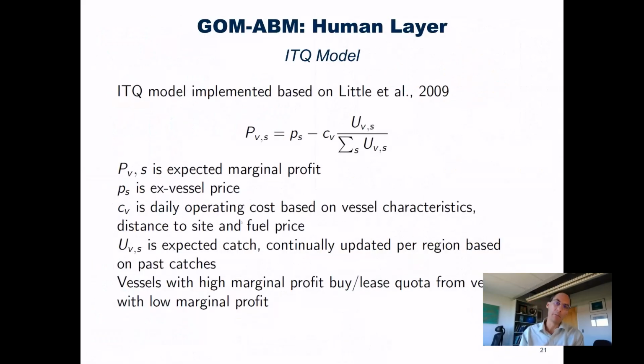And then lastly, on the human layer side, the individual transferable quota model was borrowed from work that Rich Little et al. did in 2009, where they baked an ITQ model into an agent-based model as well. So we implemented their approach in this model, and that's again in the second version of the full Gulf model.